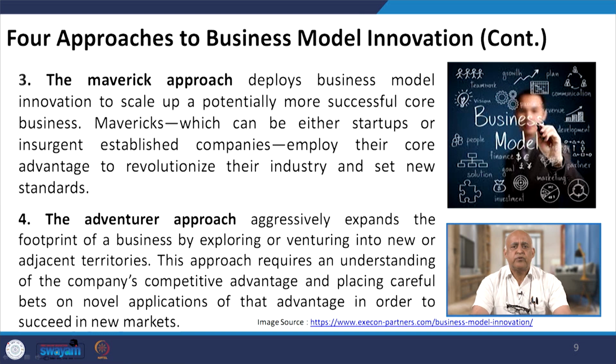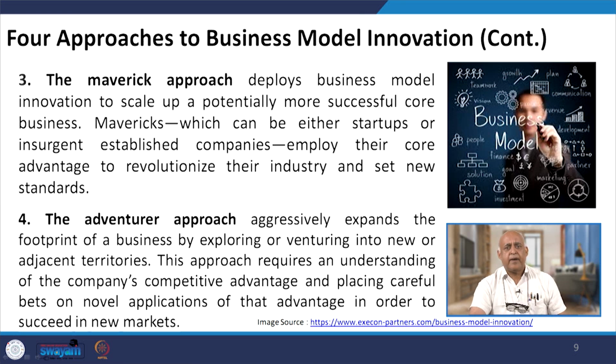The adventure approach aggressively expands the footprint of the business by exploring or venturing into new or adjacent territories. This approach requires an understanding of the company's competitive advantage and placing careful bets on novel applications of their advantage in order to succeed in the new markets.